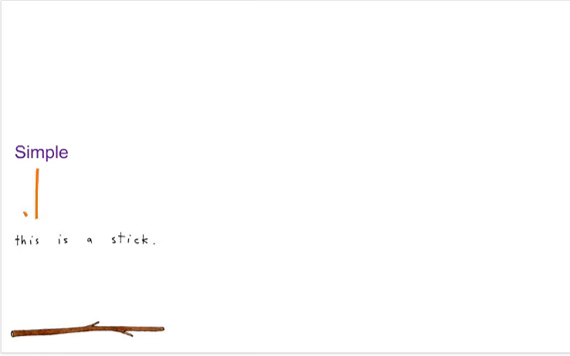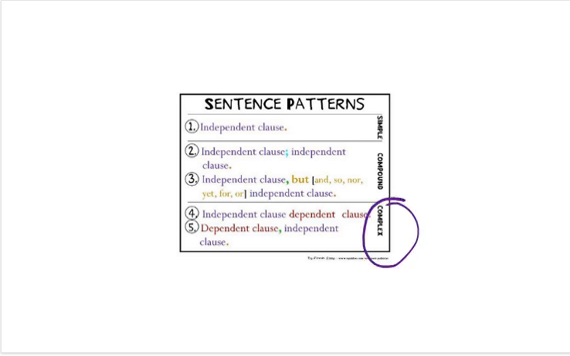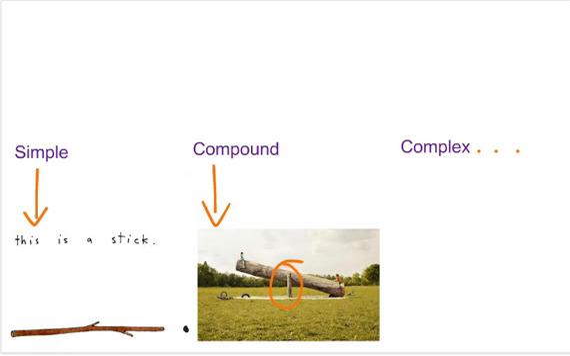A simple sentence is like a stick. Period. A compound sentence is like a seesaw. Make sure to put it together correctly. A complex sentence is like... apparently, a complex sentence is like an independent clause and then a dependent clause, or a dependent, independent, which you've already learned. So what comes next? Complex compound? Let's just call it combined.